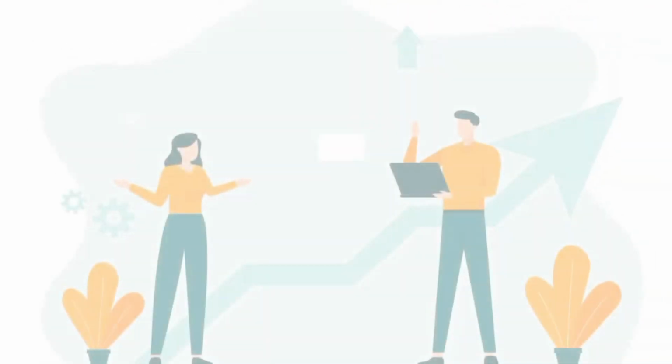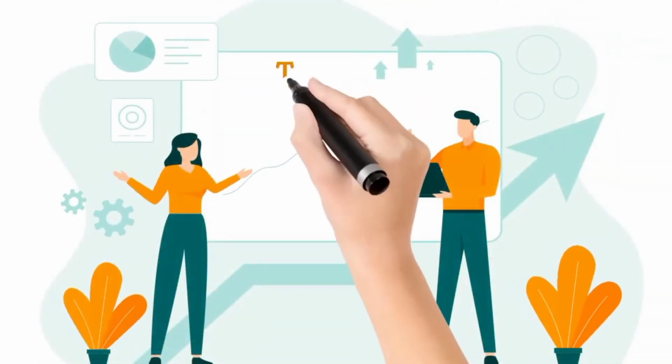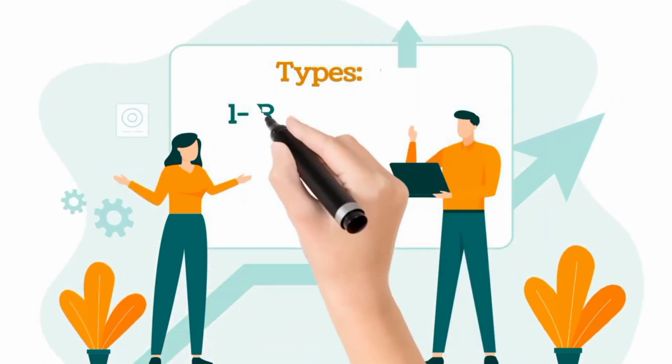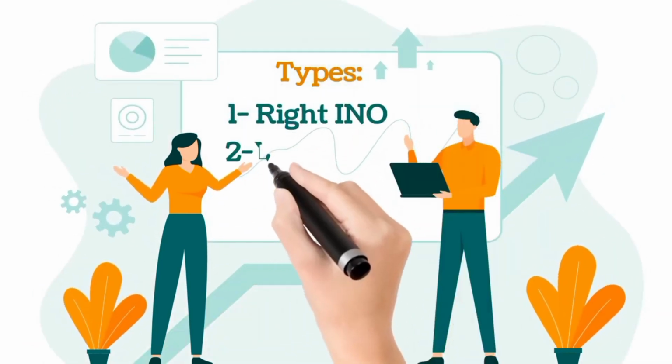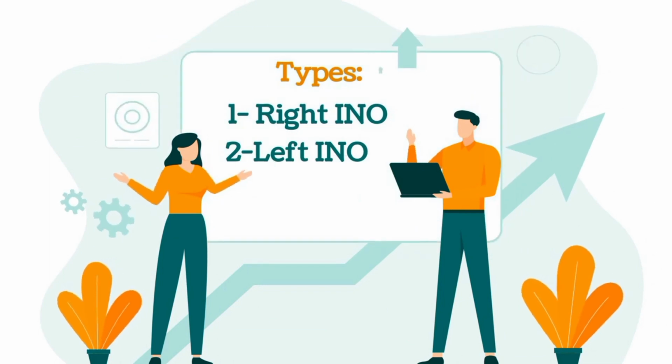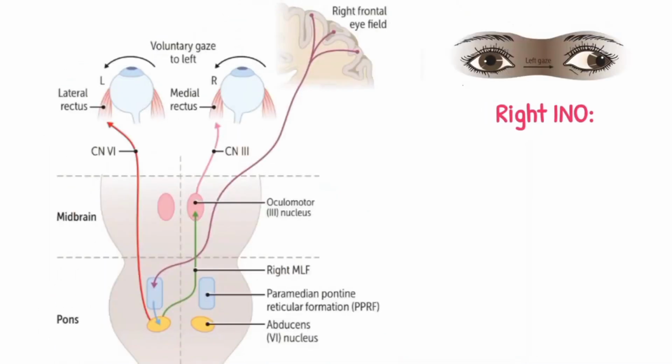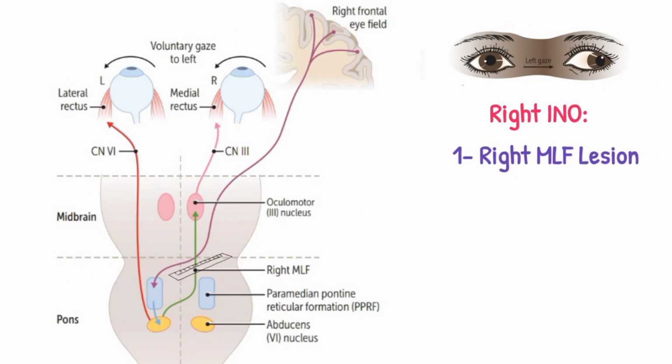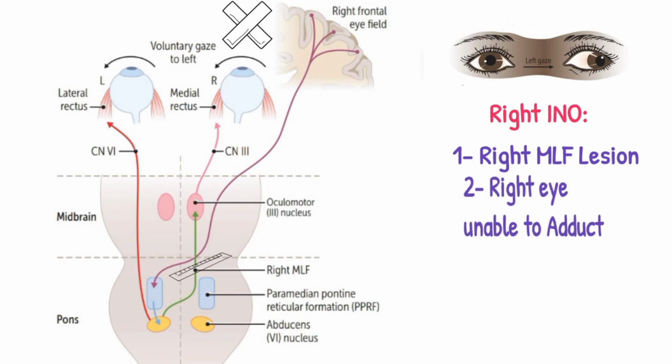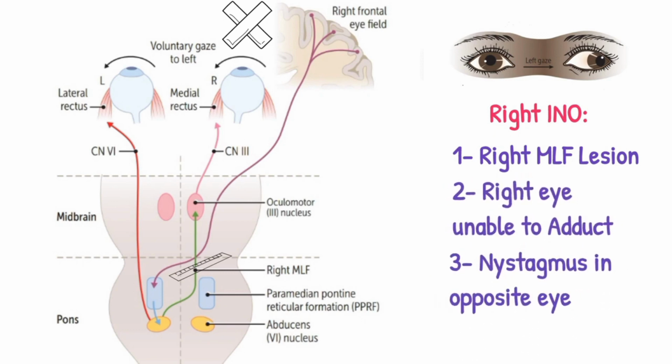There are two types of internuclear ophthalmoplegia, that is number 1, right internuclear ophthalmoplegia, and number 2, left internuclear ophthalmoplegia. Now in right internuclear ophthalmoplegia, there is a lesion of the right medial longitudinal fasciculus. The right eye is unable to adduct and the nystagmus is in the opposite eye due to overfiring of the abducens nerve to stimulate the oculomotor nerve.